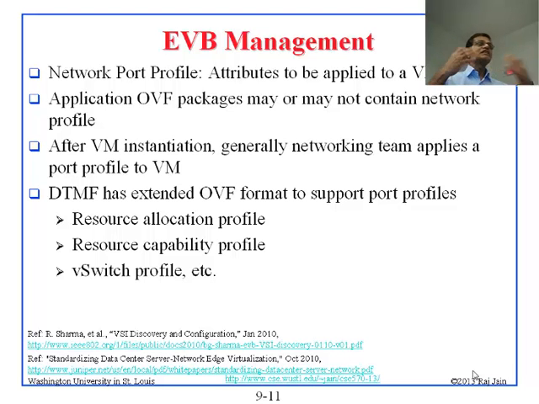First of all, for each VM there is a disk that you just attach, give to the server and say, okay, here it is. Start a Linux VM, Windows 7, here. So those OVF files may not have the network profile in them, because when the OVF was written, they didn't know what kind of network I would have. After VM instantiation, generally the networking team applies a port profile to the VM.